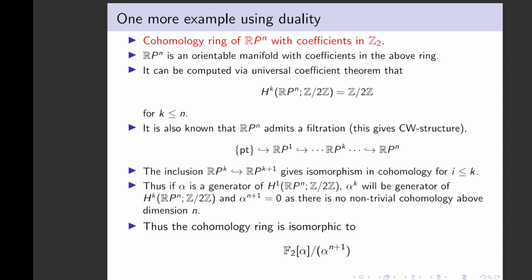So basically, alpha squared generates H2, and we will continue this induction process until we get to n plus one. And since there is no cohomology of RPN above n, alpha to the power n plus one will be zero. So what we have seen is that the corresponding cohomology ring is given by this polynomial ring.